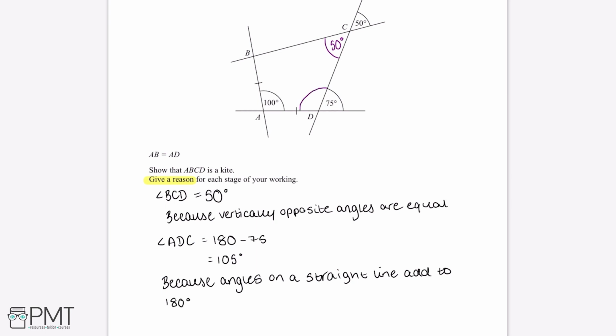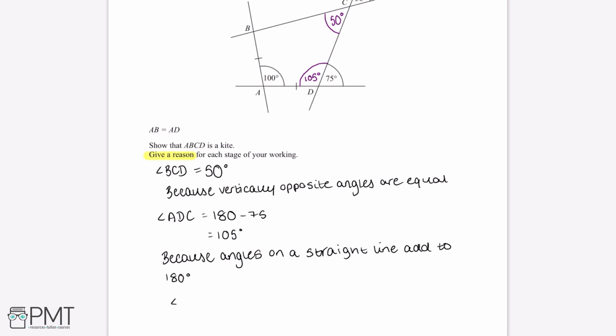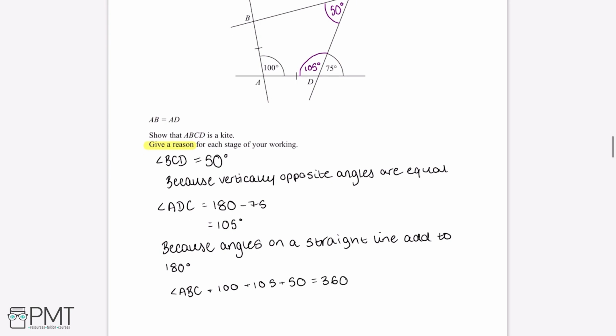So again, we can fill this into our diagram. So now we have 3 out of 4 angles in this quadrilateral. And in order to work out the final angle, angle ABC, we can use the rule that angles in a quadrilateral add up to 360 degrees. So this means that angle ABC plus 100 degrees plus 105 degrees plus 50 degrees is equal to 360 degrees.